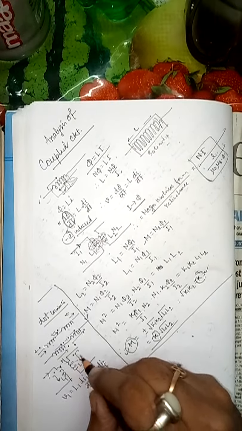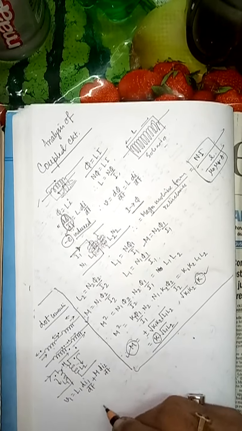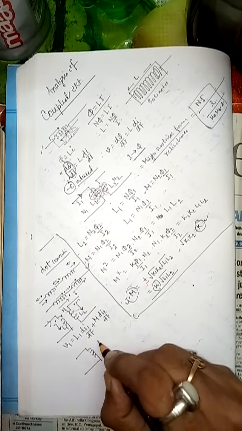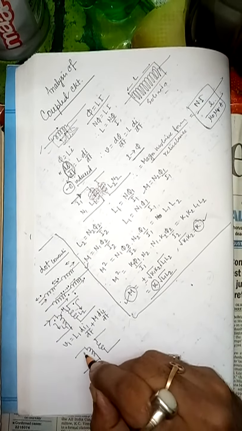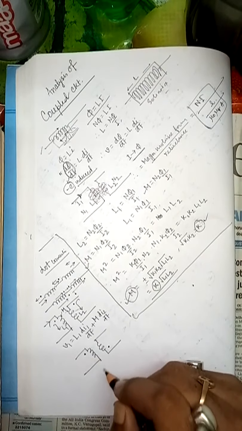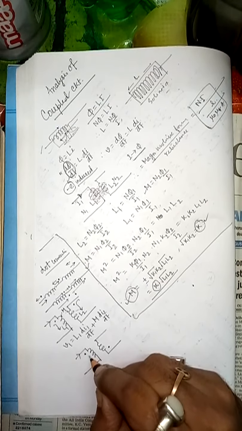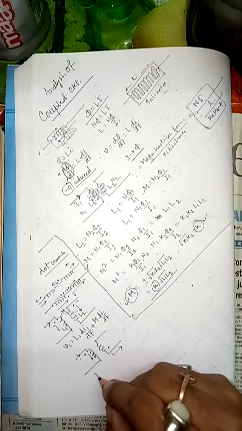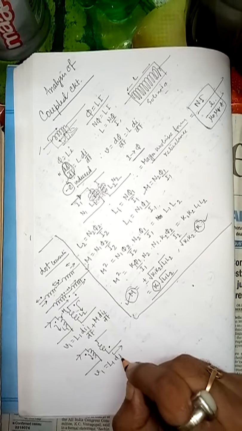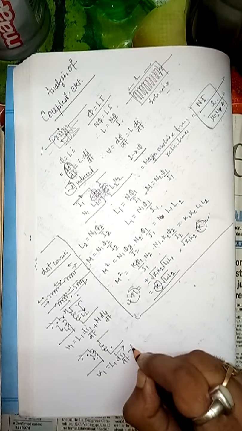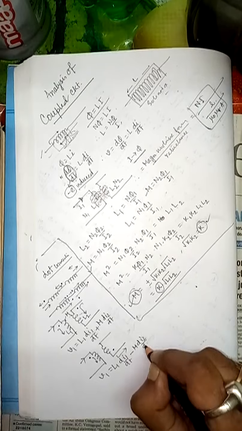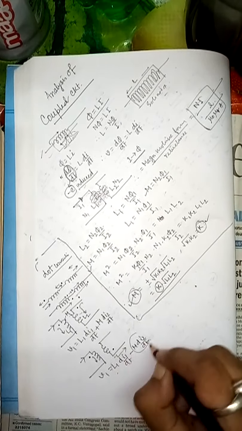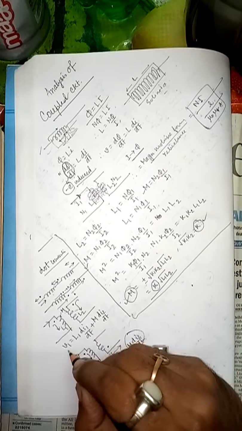But if the dot is not there, suppose the dot is given in this way: one coil is this, another coil is this, one dot is here and another dot is here. Obviously here the current is entering the dot and here the current is leaving the dot. In such a case V1 looks like L1 di1/dt minus M di2/dt. So this is the first drop and that is a mutual drop. So what is V1 then?